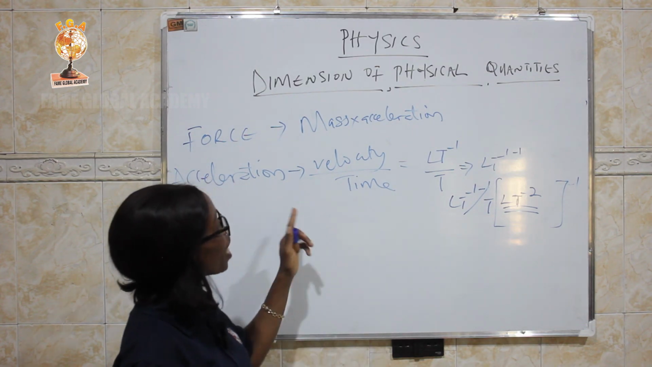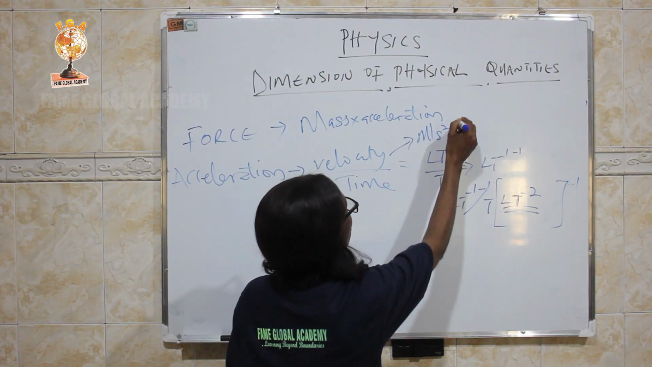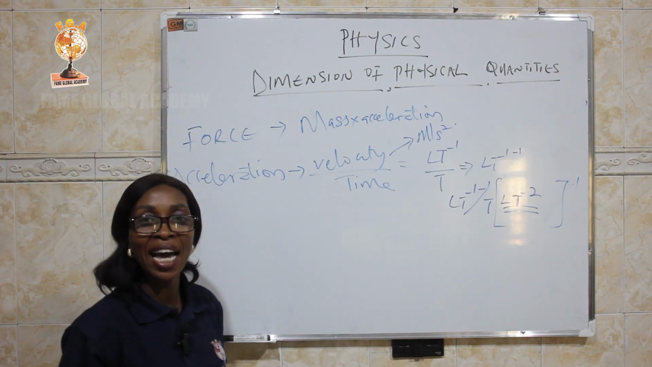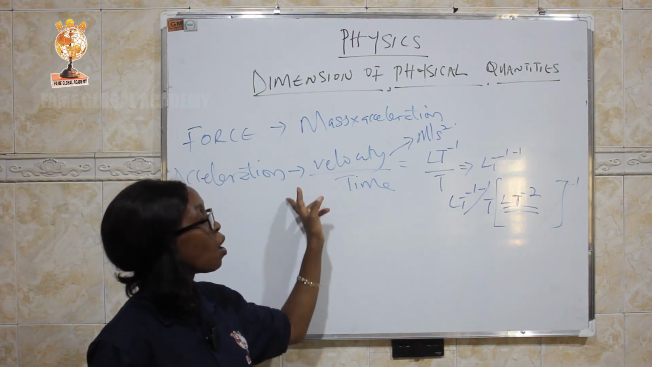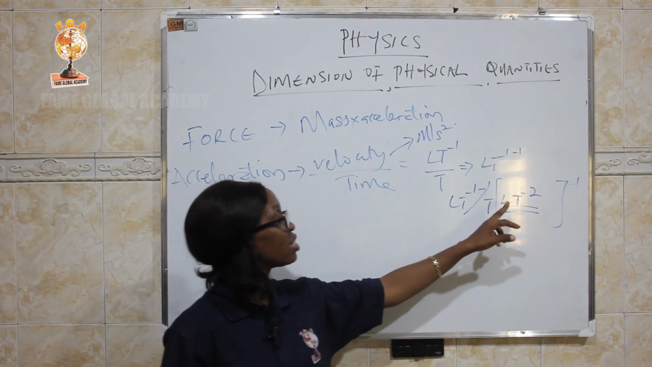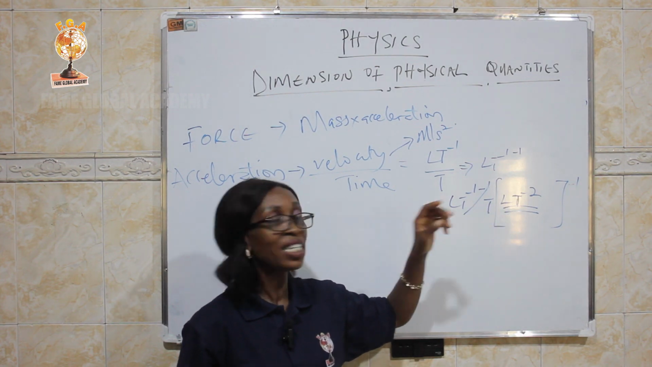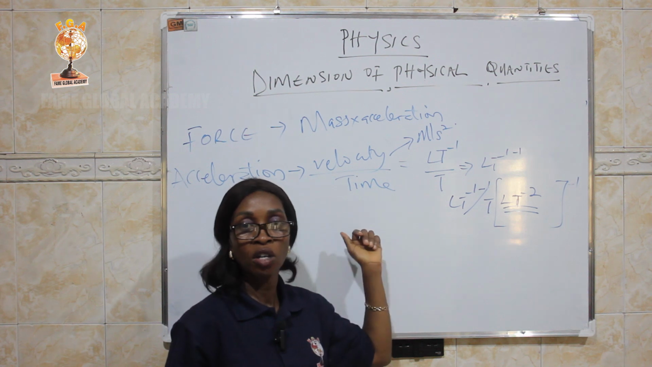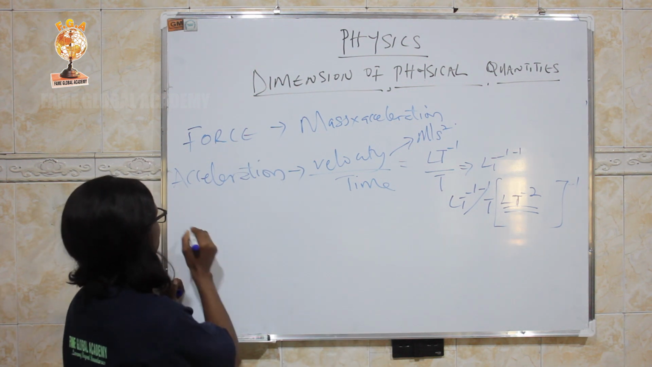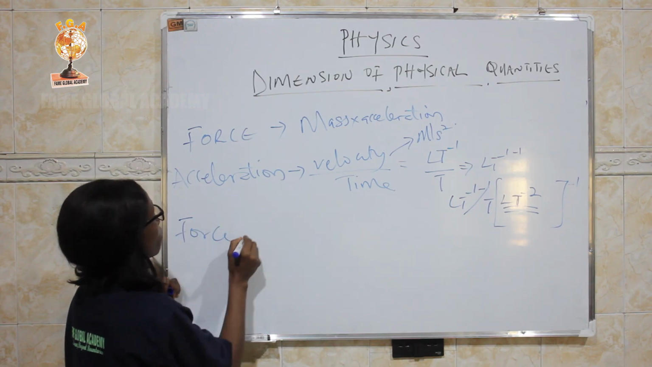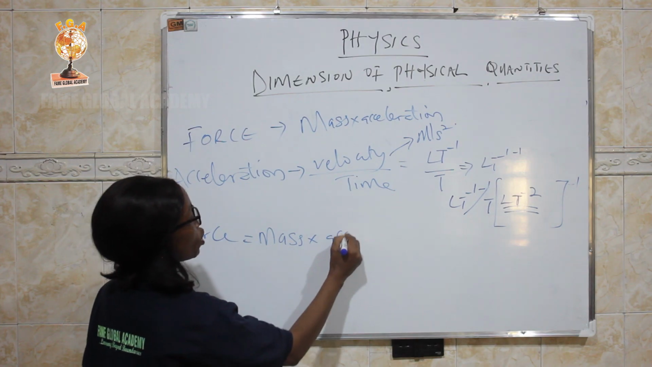LT minus 2 is the dimension for acceleration. And the SI unit is meter per second square. That is the SI unit for acceleration, but the dimension is LT minus 2. Now, let's go back to force. I said force is mass times acceleration.